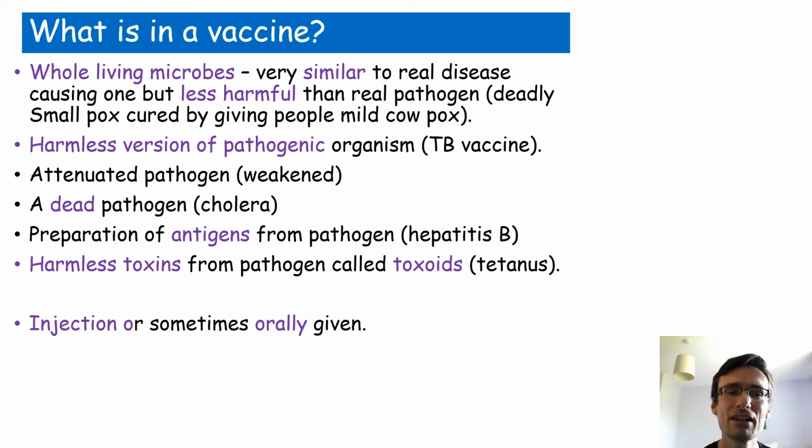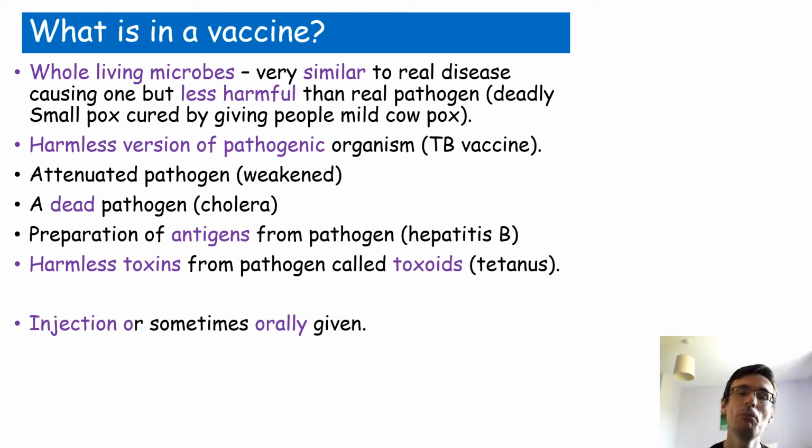So what is in the vaccine? Well, it could be the whole microbe. It could be something that's very similar to the living one, but is less harmful. So, for example, when we first came up with vaccines, Edward Jenner exposed people to cowpox, which was very mild, but it stopped you getting the deadly smallpox.